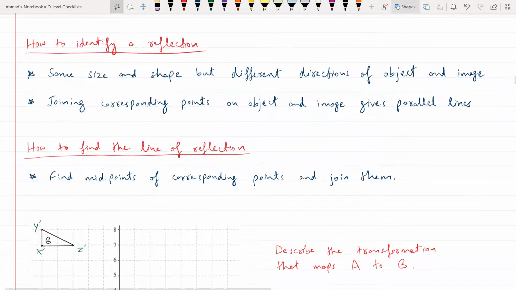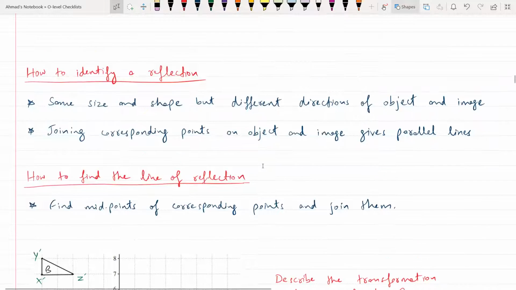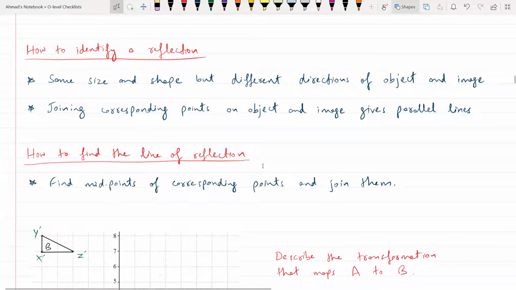Okay. Now, how do you identify reflection? आपके पास एक ट्रांसफॉर्मेशन गिवन है, आपको कैसे पता कि वो रिफ्लेक्शन है? एक तो आपने देखना है कि साइज और शेप सेम होगी, डायरेक्शन डिफरेंट होगी, उसकी ओरिएंटेशन डिफरेंट हो जाएगी. अब यहाँ पे मसला आता है रोटेशन और रिफ्लेक्शन को डिफरेंशिएट करने का मोस्टली. वो आप कैसे करोगे? आप कोरिस्पॉन्डिंग पॉइंट्स को ज्वाइन कर दोगे अपने ऑब्जेक्ट के ऊपर और अपने इमेज के ऊपर. अगर वो पैरेलल लाइंस आ जाती हैं, then that's a reflection. अगर वो पैरेलल लाइंस नहीं आती तो वो रोटेशन होता है.